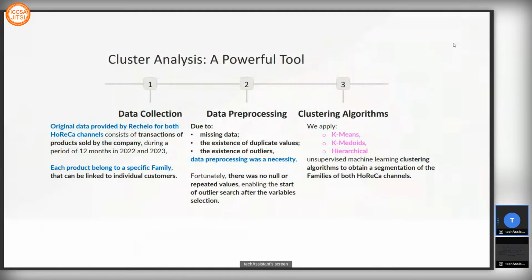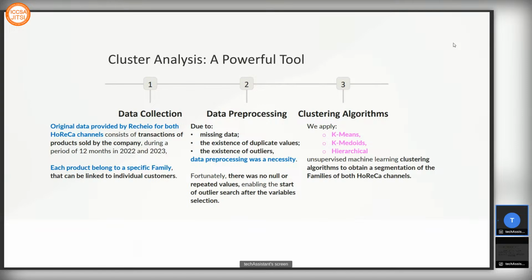First, we start with the data collection, which is original data provided by Recheio from both Horeca channels and consists of transactions of products sold by the company during a period of 1 year. And each product belongs to a specific family that can be linked to individual customers.